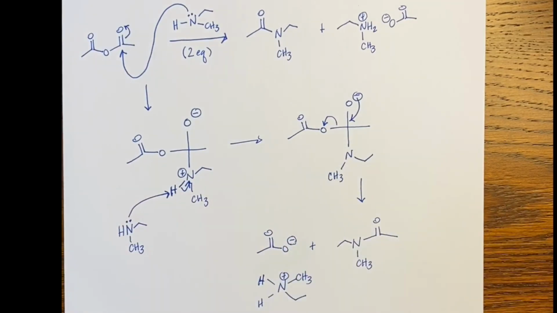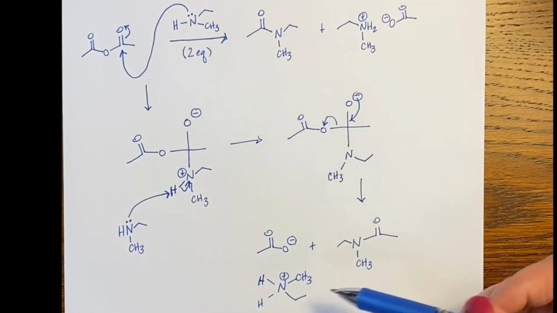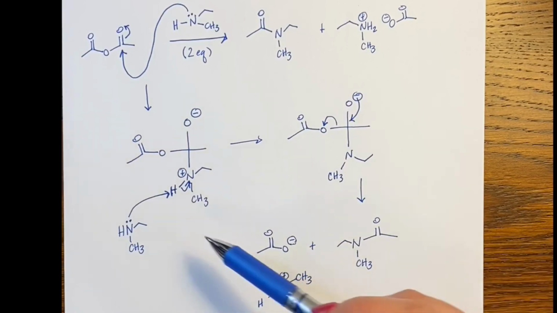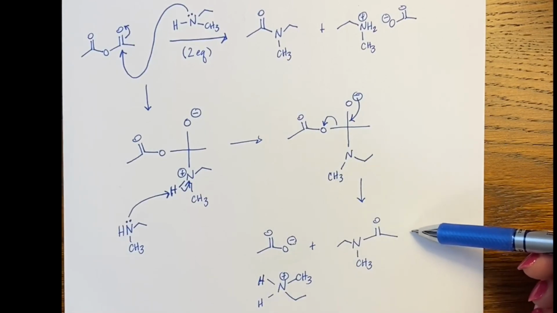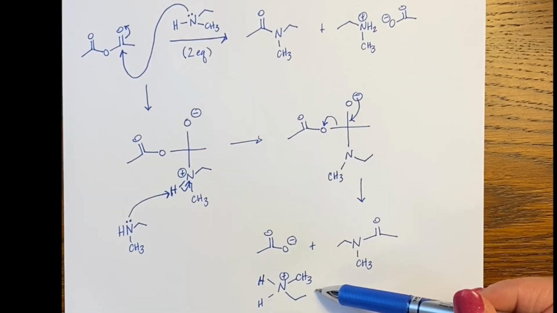This carboxylate ion is now going to form a salt with the ammonium ion that we previously formed over here. So overall, the two products out of this reaction are the molecule of the amide that we made right here, plus our salt that we see right here between a carboxylate ion and an ammonium ion.